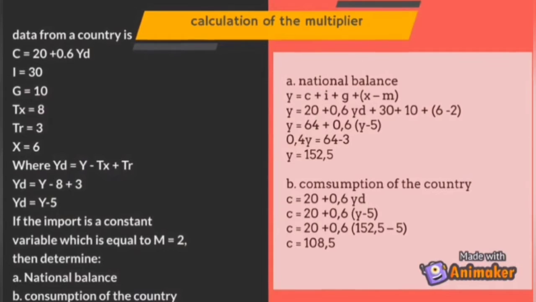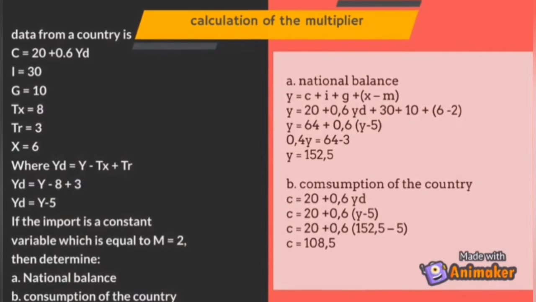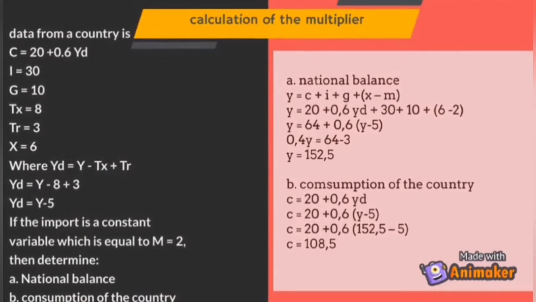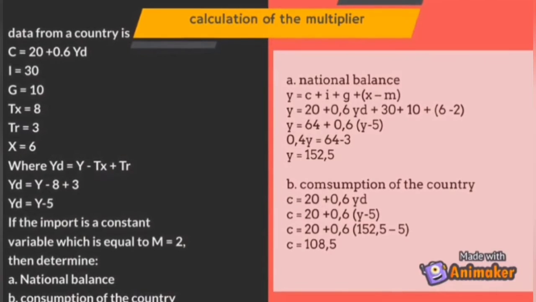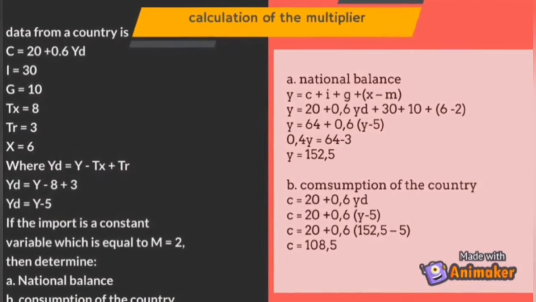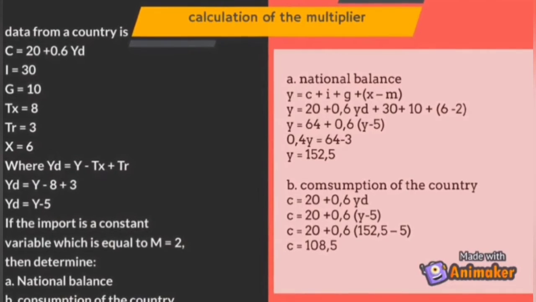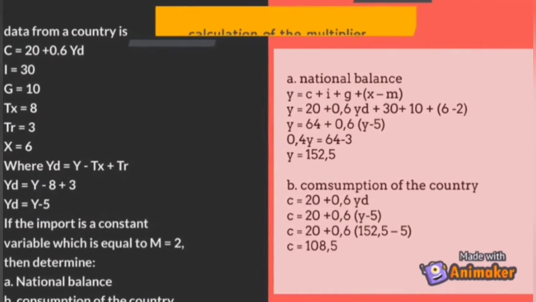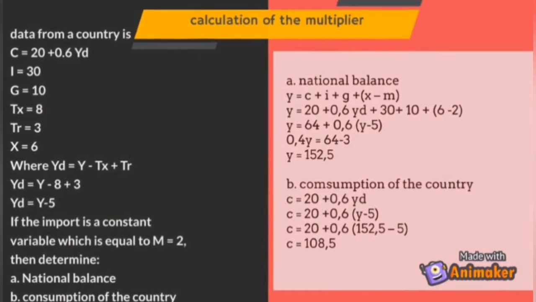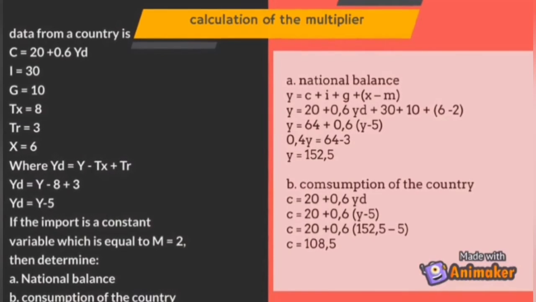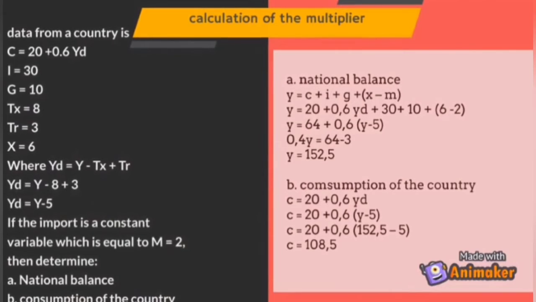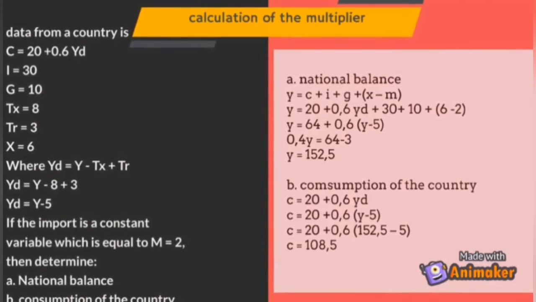Question 2 is data from a country: C equals 20 plus 0.6 YD, I or investment equals 30, G or government expenditure equals 10, TX equals X, TR equals 3, X equals 6, where YD equals Y minus TX plus TR, YD equals Y minus X plus 3, YD equals Y minus 5. If the import is a constant variable, which is M equals 2, then determine A. National balance, B. Consumption of the country.